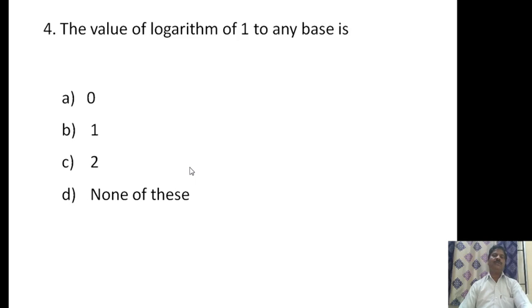Fourth question: what is the value of logarithm of 1 to any base? Four options are given. A is 0, B is 1, C is 2, and D is none of these. I will give you 10 seconds. You choose the correct answer.